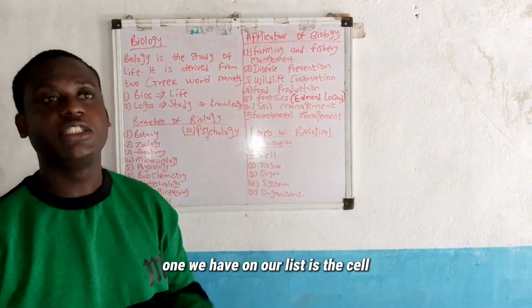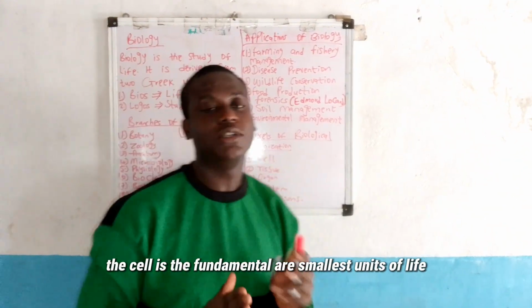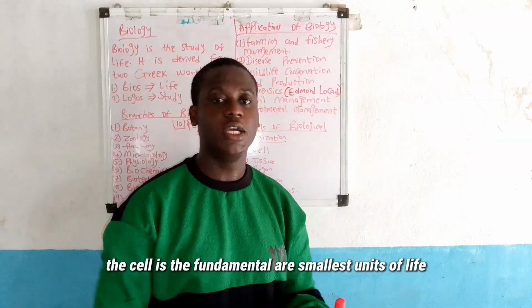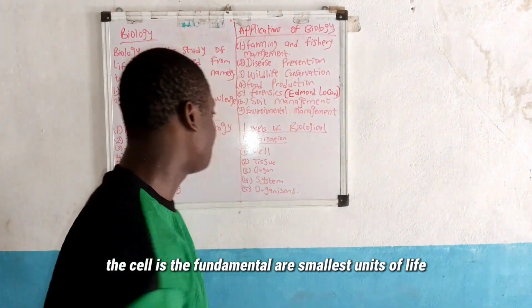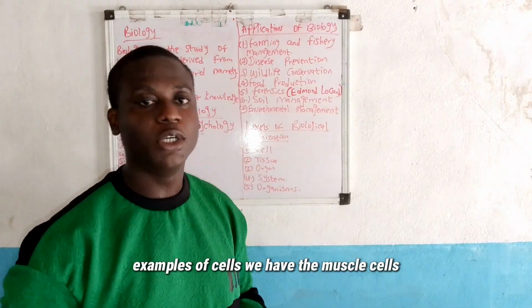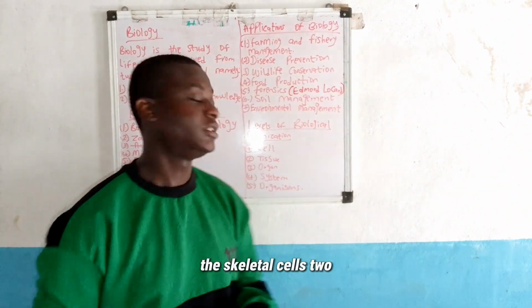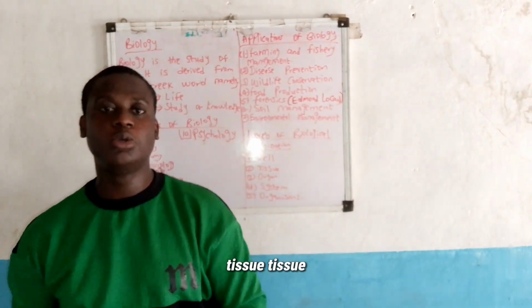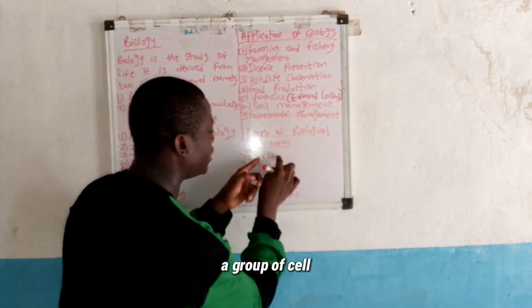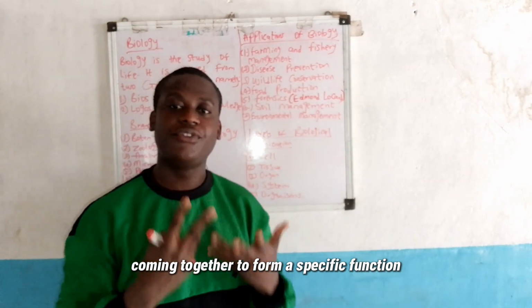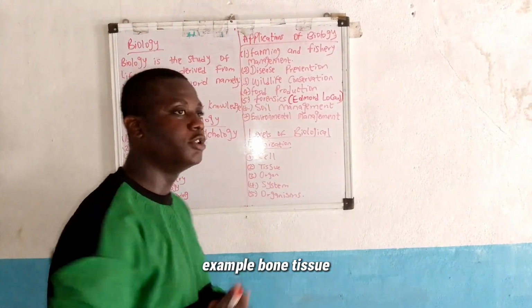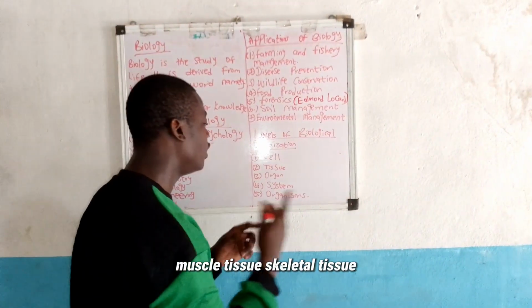Without wasting much of our time, let's move over to the other subtopic, which is the levels of biological organization. One we have on our list is the cell. The cell is the fundamental and smallest unit of life. Examples of cells, we have the muscle cells, the skeletal cells. 2. Tissue. Tissue are a group of cells coming together to form a specific function. Example, bone tissue, muscle tissue, skeletal tissue.